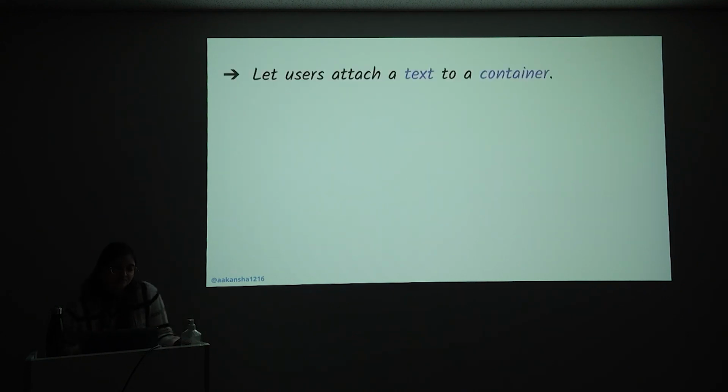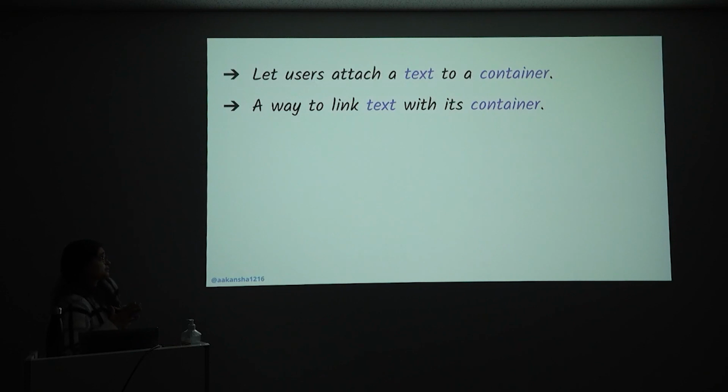The first requirement is that the users should be able to attach text to a container. So we need some UI in the app so that the users can attach the text to a container. Number two is that we need a way to link the text to a container, so that we know this container belongs to this text and this text is attached to this particular container. So, some relationship.